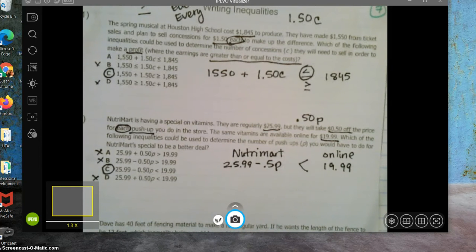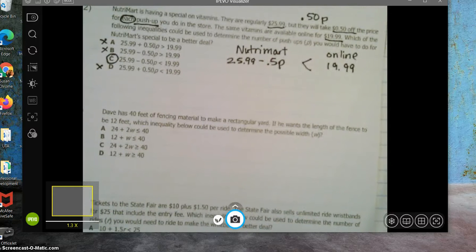Okay, so I'm going to read this, and I'm going to just pause, and I want to see if you can get rid of anything here, okay? Dave has 40 feet of fencing material to make a rectangular yard. If he wants the length of the fence to be 12 feet, which inequality below could be used to determine the possible width? Okay, so this one I probably am going to need to help you with a little more, okay?